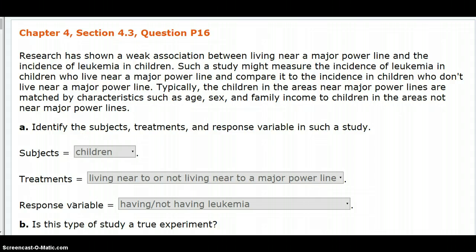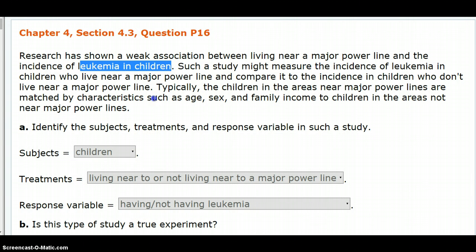because we want to specifically look at the effects on children. Of course, we might be interested in other age groups too, but for this study, what we're given is we're looking at the leukemia in children.